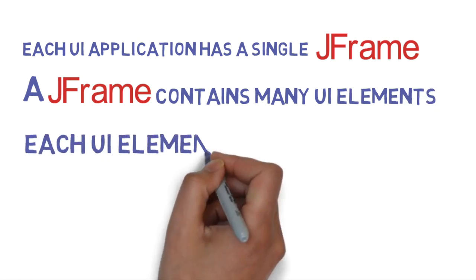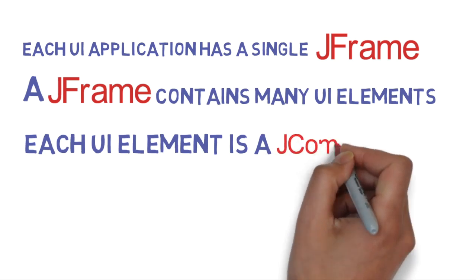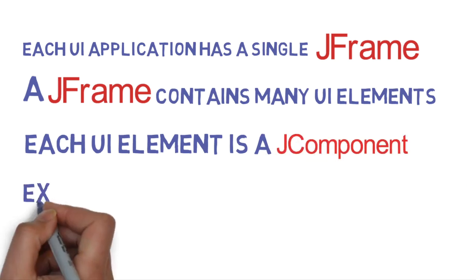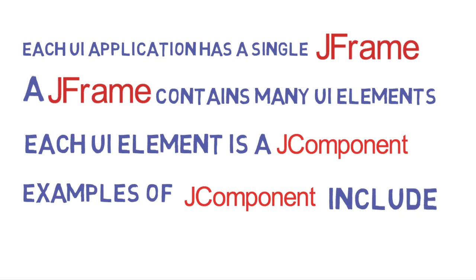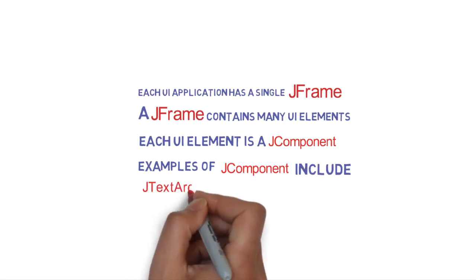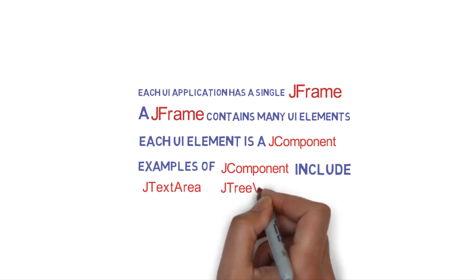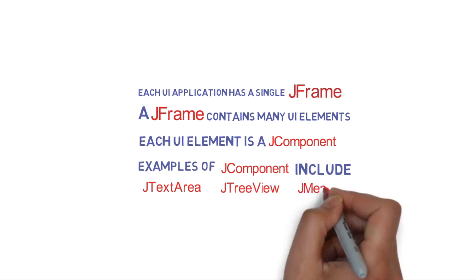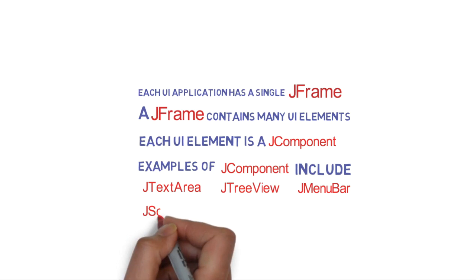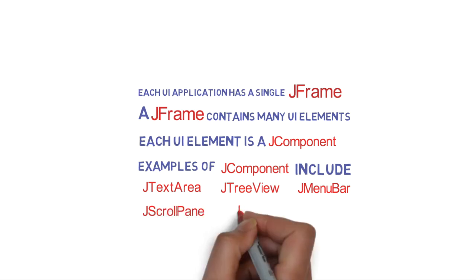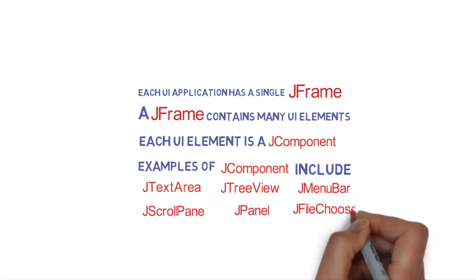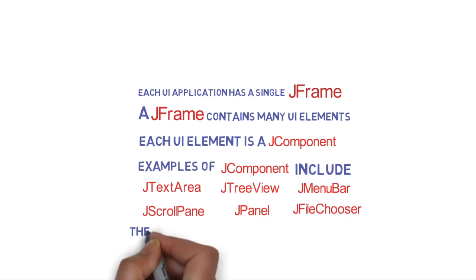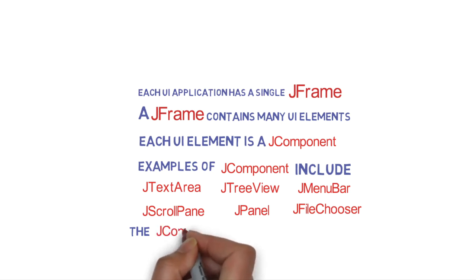Each UI element derives from the same base class, so that there is a lot of common functionality built into that class. So each UI element is a JComponent. Now there are several examples of JComponents. In fact, almost all UI elements are JComponents, such as the JTextArea, the JTreeView, the JMenuBar, which gives you the menu options at the top, the JScrollPane, which allows you to build scrollable containers, the JPanel, the JFileChooser, which is basically the file open and save dialog.